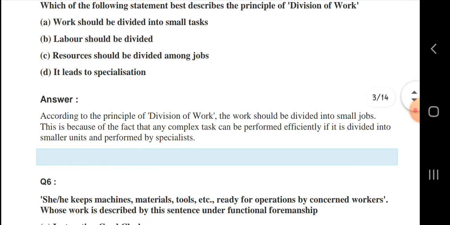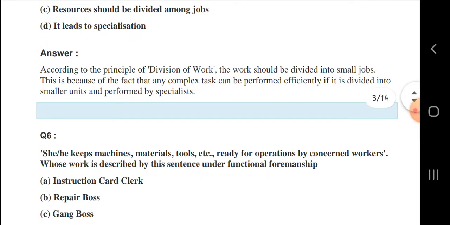So according to the principle of division of work, the work should be divided into small jobs. This is because a complex task can be performed very easily by dividing it.